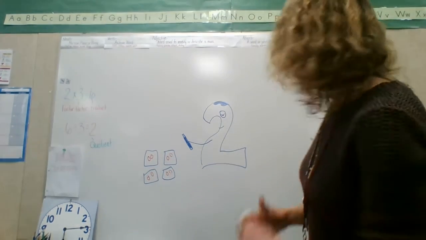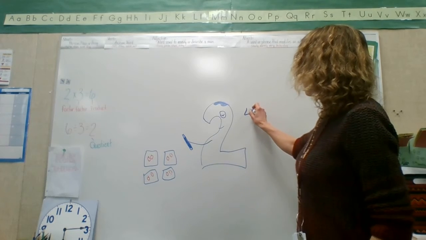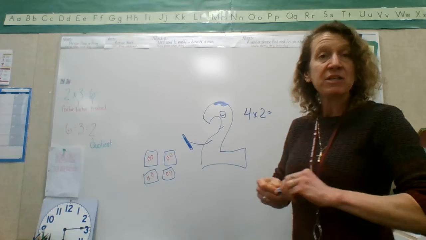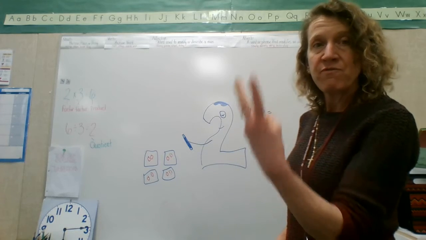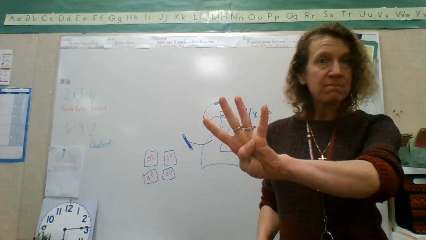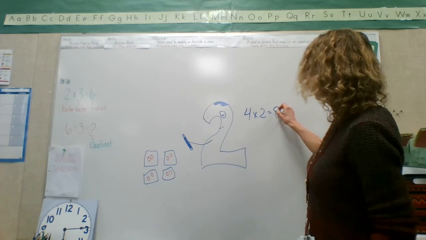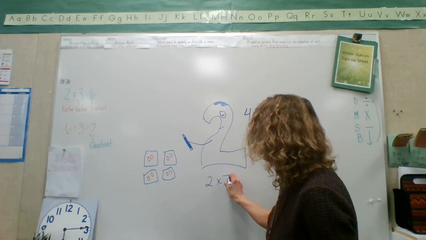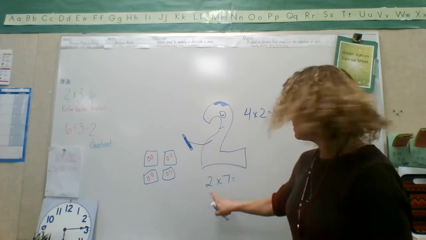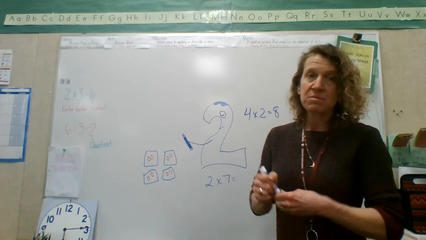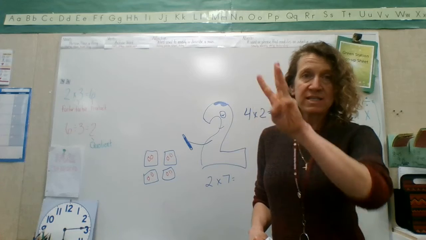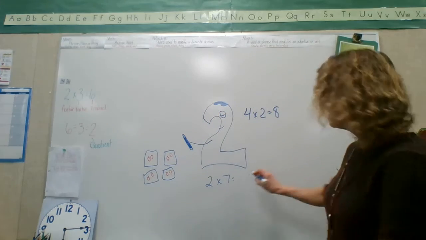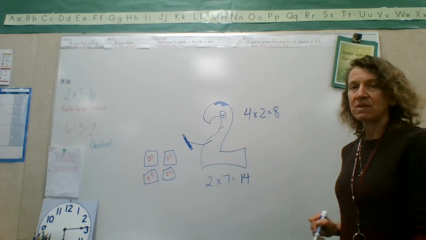So, if I have 4 times 2, that means I'm going to count by 2's 4 times. 2, 4, 6, 8. There's my answer, 8. If I have 2 times 7, that means I'm going to count by 2 7 times. 2, 4, 6, 8, 10, 12, 14. 14's my answer. All right?